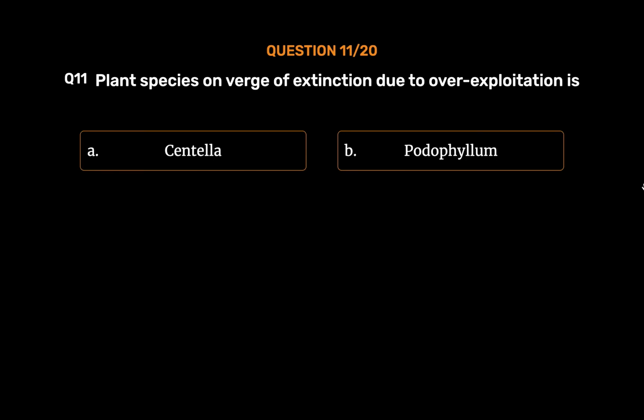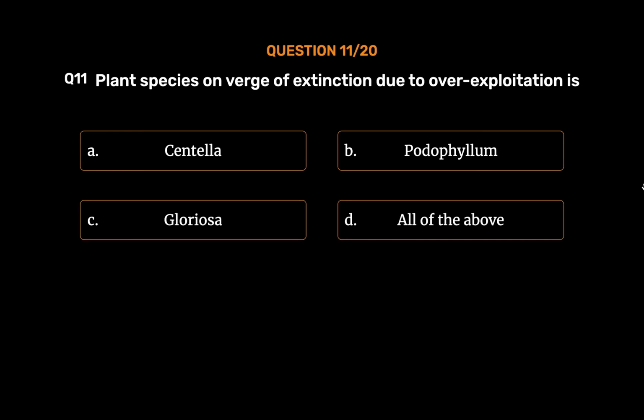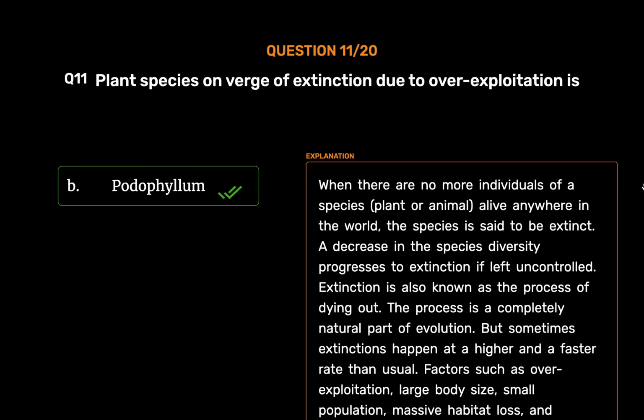Centella. Option B. Podophyllum. Option C. Gloriosa. Option D. All of the above. The correct answer is option B. Podophyllum. When there are no more individuals of a species, plant or animal, alive anywhere in the world, the species is said to be extinct.